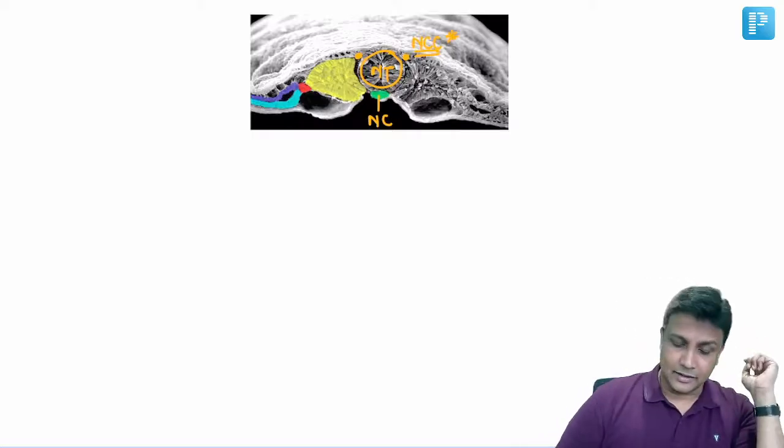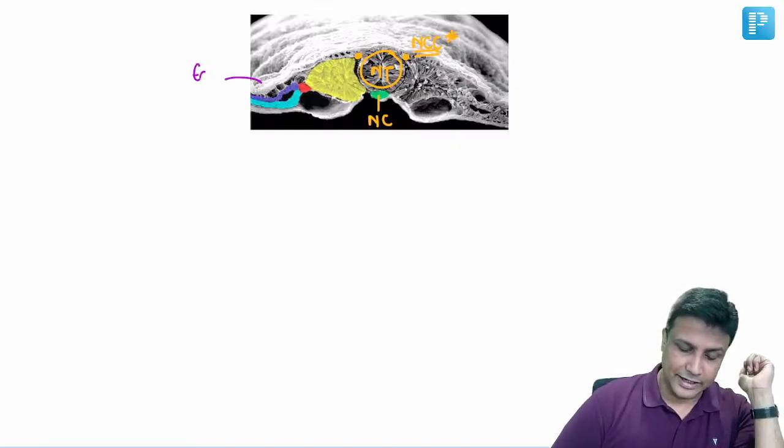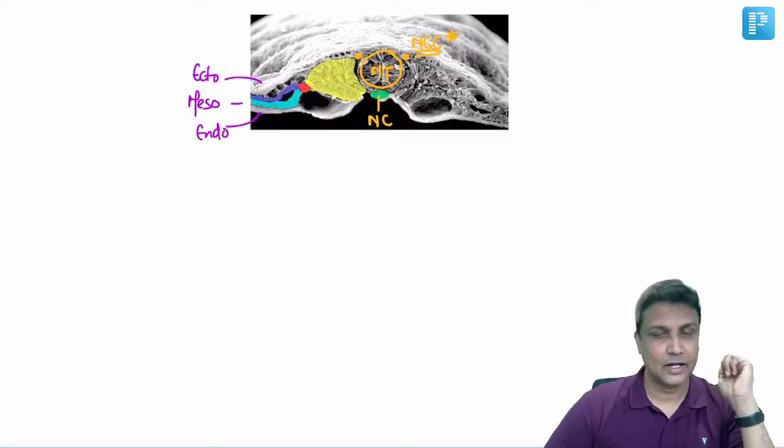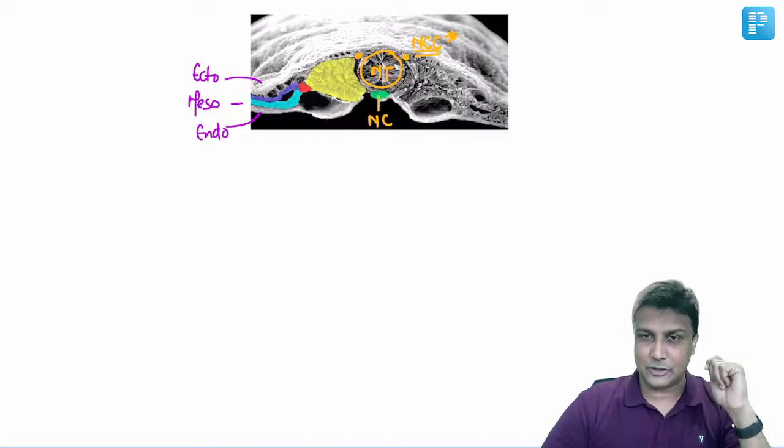Then apart from that, in this diagram, you're able to see the outermost layer here. This one will be the ectoderm. The inner layer here will be the endoderm. And in the middle, you'll actually have the mesoderm, sir. So there'll be ectoderm, endoderm, and the mesoderm.